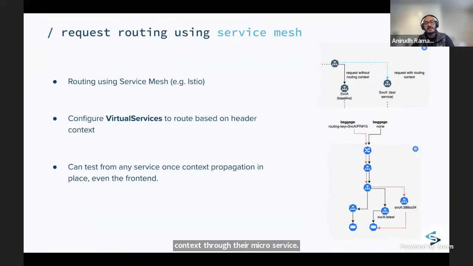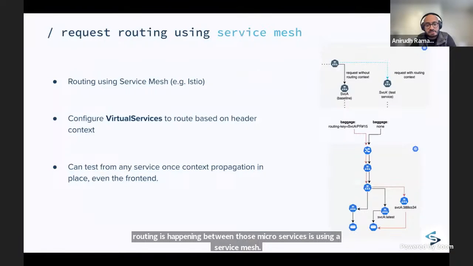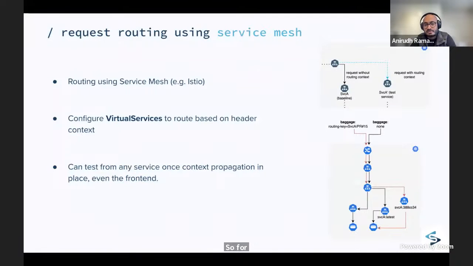The other portion of this, which is how the actual routing is happening between those microservices, is using a service mesh. So for example, Istio, there are these constructs called virtual services, which will allow you to set rules on what to do in specific scenarios. Like if you see a baggage header that says test tenant one, then take this particular routing decision. That's something I want to emphasize, and that's the cornerstone of this model.